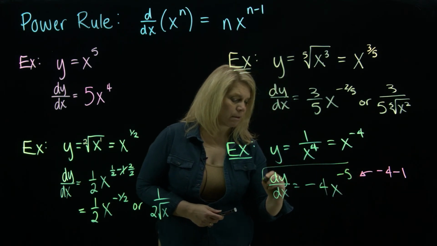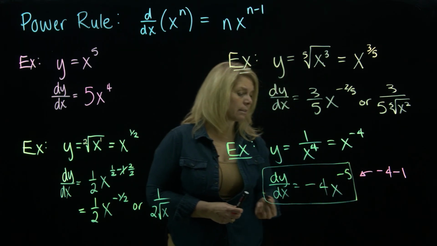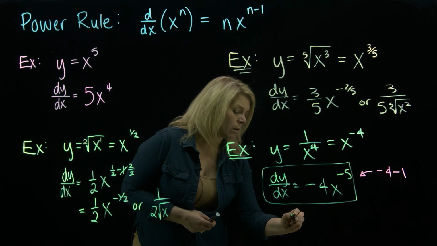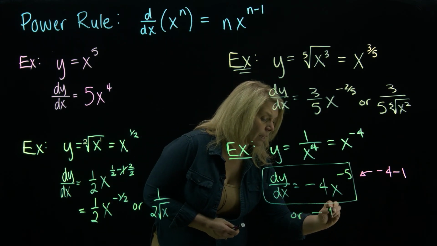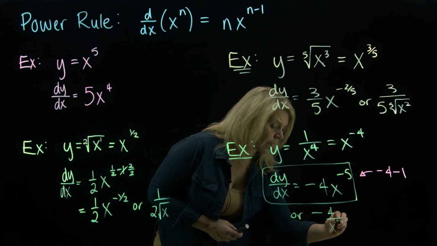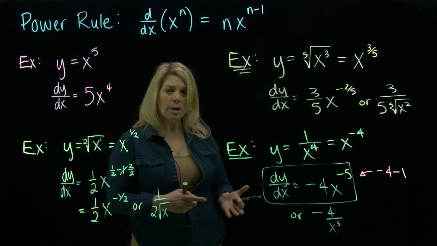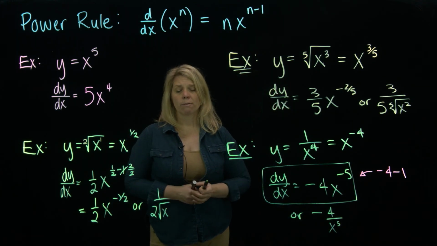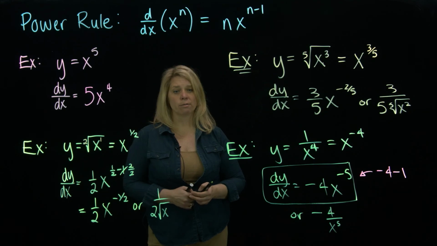So that's that derivative, negative 4x to the negative 5. Or if you want to rewrite that, you could rewrite that as negative 4 over x to the 5th. Okay, so try some homework problems like that. We'll look at some more videos where we do some slightly more difficult derivative problems.